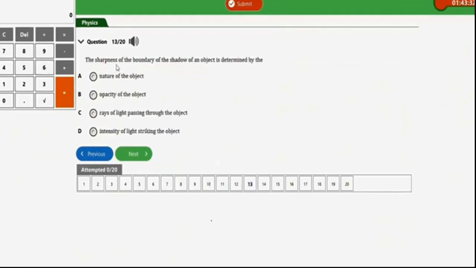It says the sharpness of the boundary of the shadow of an object is determined by the nature of the object, opacity of the object, rays of light passing through the object, intensity of light striking the object. The correct option is option D. The next question is this one.